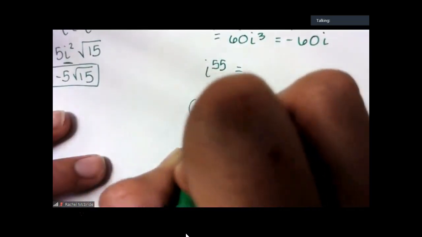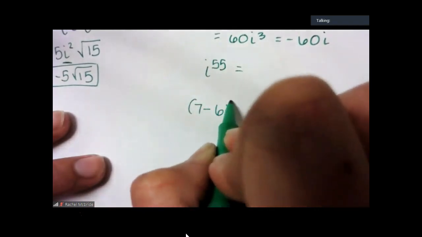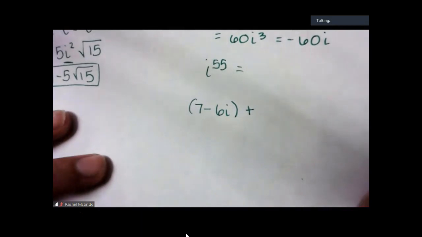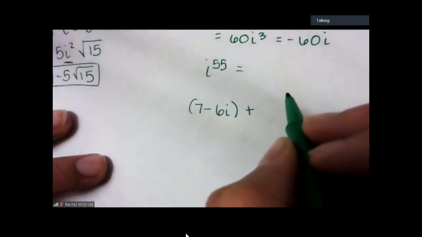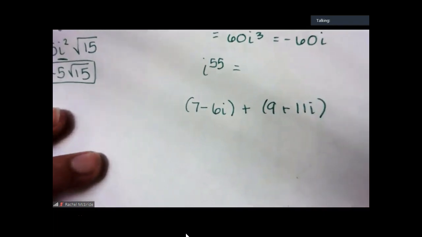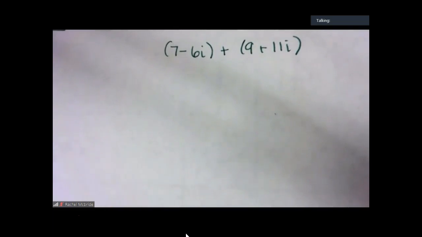Okay. How about 7 minus 6i plus, not times, 9 plus 11i. 7 minus 6i plus 9 plus 11i.